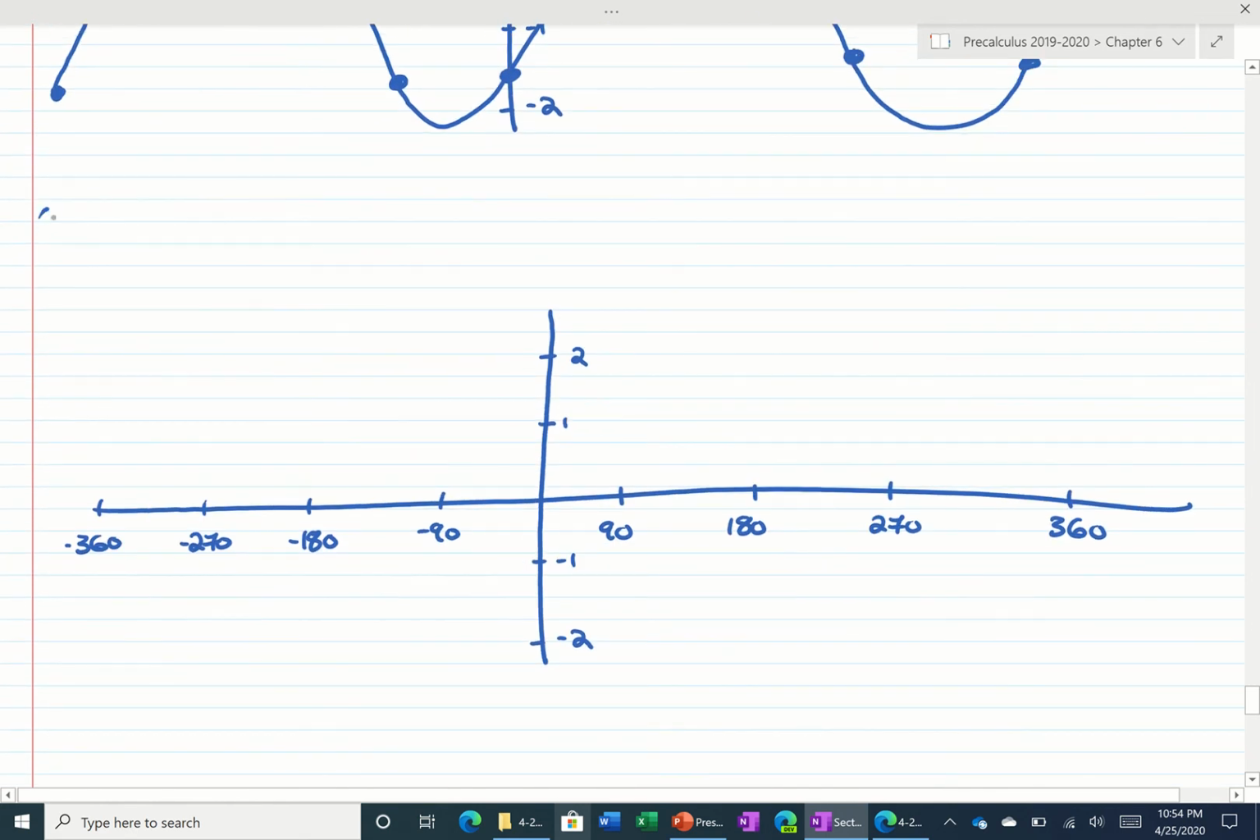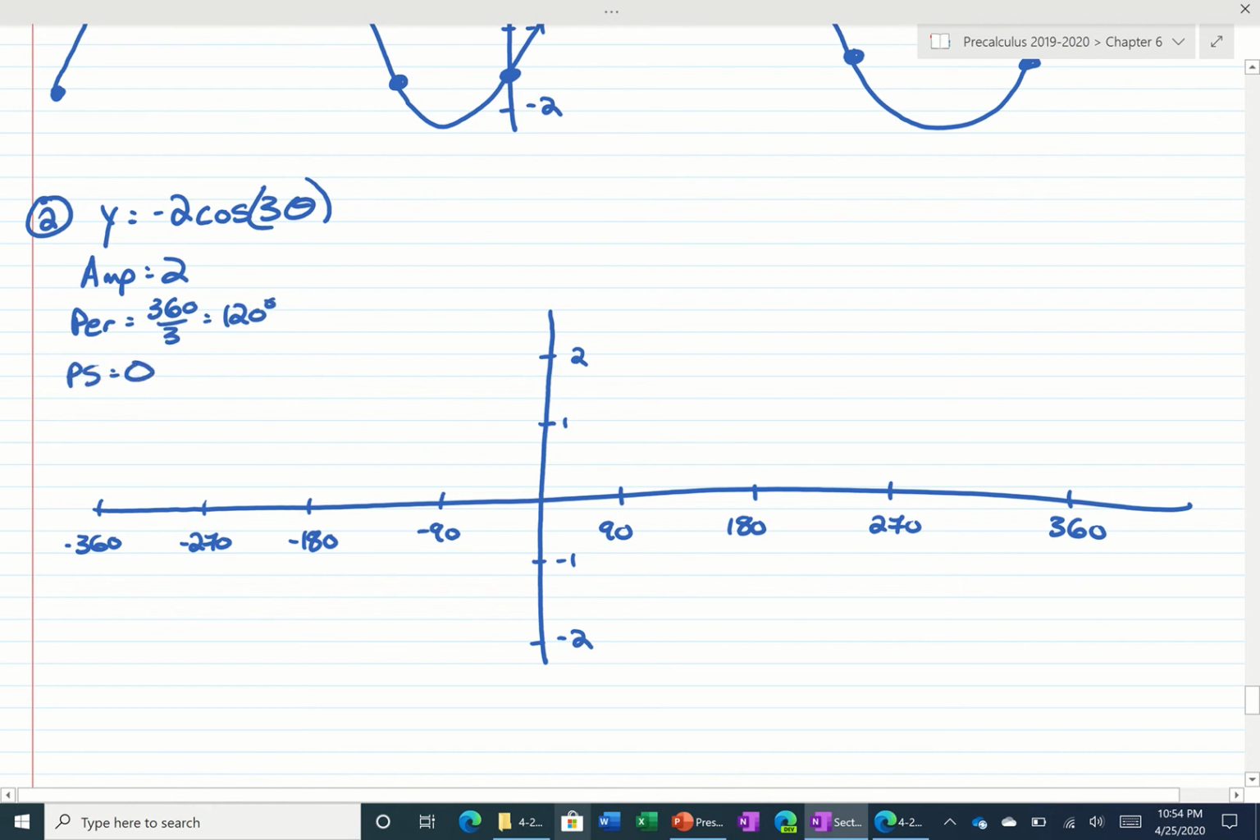Alright, so for the second one, y is equal to negative 2 cosine of 3 theta. The amplitude would be 2. I have to get up to 2 somehow. The period would be the normal, 360 divided by 3. So we're going to be repeating every 120. And the phase shift looks like 0. So I'm going to actually modify this a little bit here. I'm going to put 120 degrees in here because the period is going up by 120.